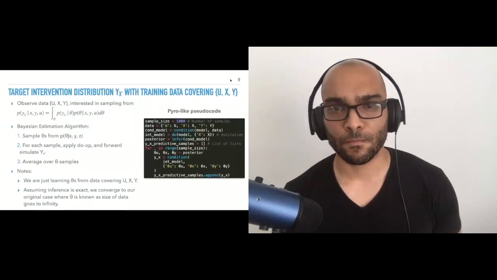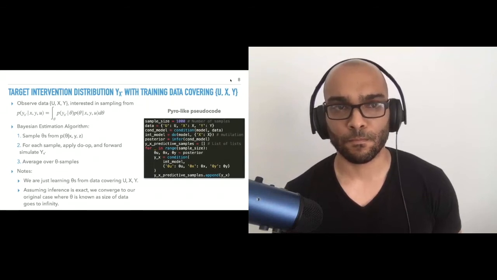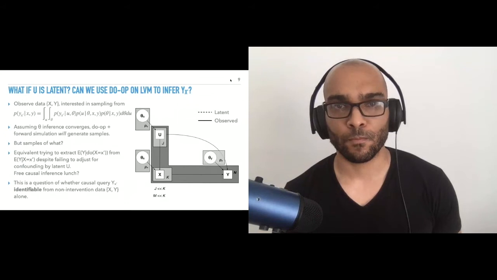The intuition is that with exact inference, if the data is large enough, we just converge to the original case where thetas were known. Now, what happens if u is latent? Assuming we can train a latent variable model to convergence, will our model transformation with the do operation combined with forward simulation still work? Assuming our training of theta converges, the do operation transformation simulation procedure will still generate samples.